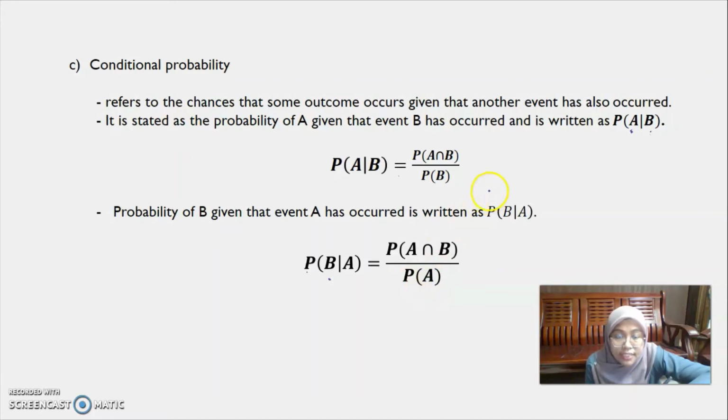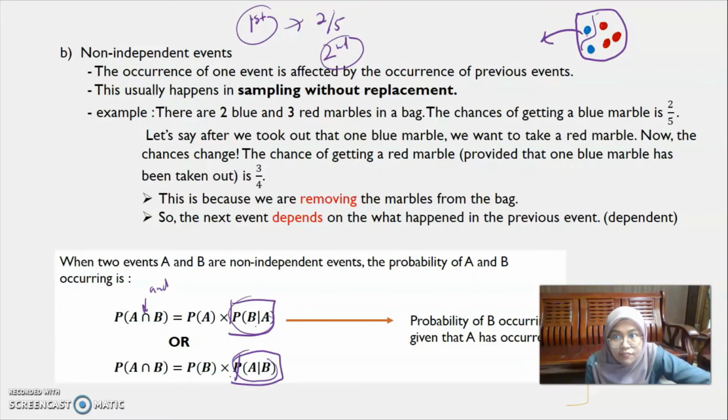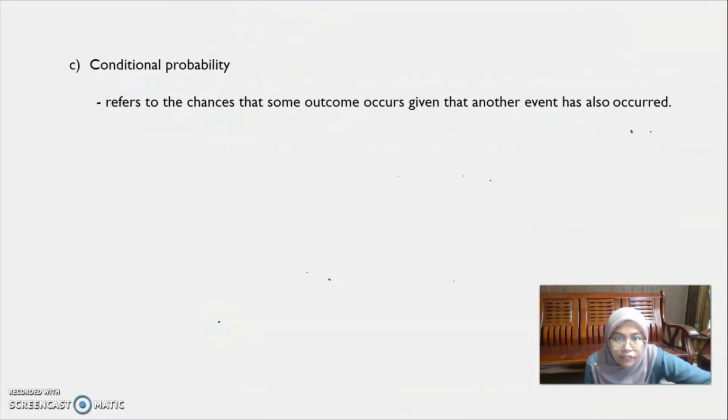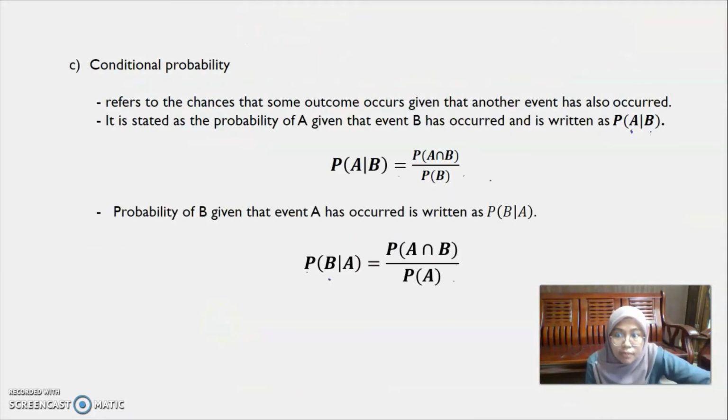Actually, these two formulas are derived from the non-independent event formula to find the value of the probability of A and B. From these two formulas, we derive the formula of conditional probability.